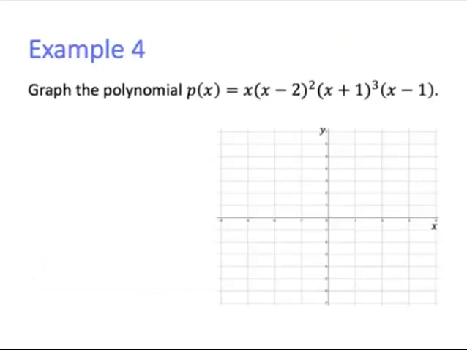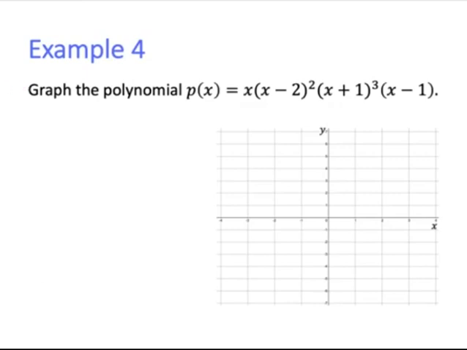Now let's look at example 4. For example 4, we're asked to graph the polynomial p of x equals x times (x minus 2) squared times (x plus 3) cubed times (x minus 1). And this one's really nice because it's already factored for us, which makes finding the zeros a lot easier. So we're going to go ahead and proceed with our first step, which is to determine the end behavior using the leading term test.